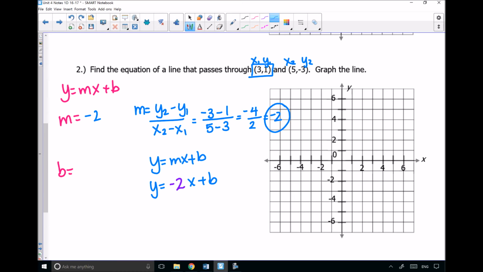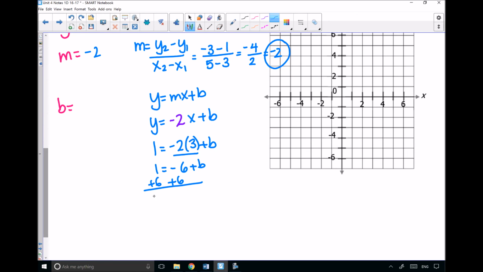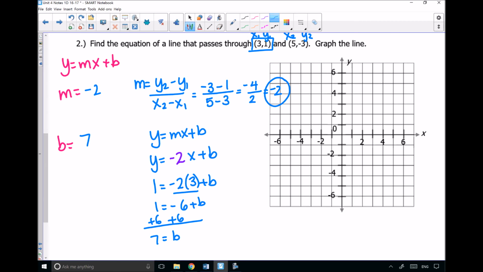So I'm going to choose 3, 1. So every time I see a y, I'm going to replace it with 1. Every time I see an x, I'm going to replace it with 3. And then I'm going to write plus b. So now when I multiply these together, I get 1 equals -6 plus b. Add the 6 to both sides, and I end up getting 7 equals b. So my b is no longer a mystery. I know that my b is 7. So therefore, my final equation is going to have to be y equals -2x plus 7.